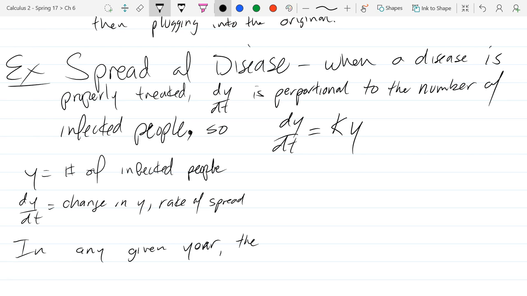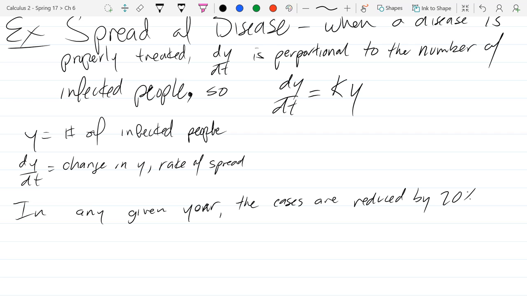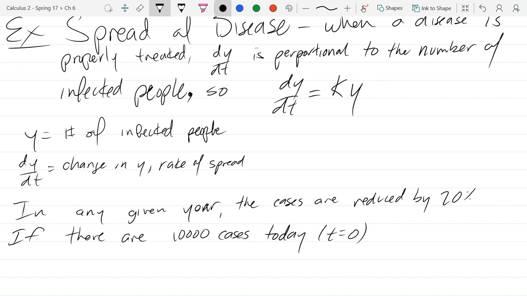So in any given year, the cases are reduced by 20%. If there are 10,000 cases today, how long until 1,000 cases? And today we're going to assume that that is t equals 0. So we'll start the clock today. There are 10,000 cases today. How long until there are 1,000 cases?